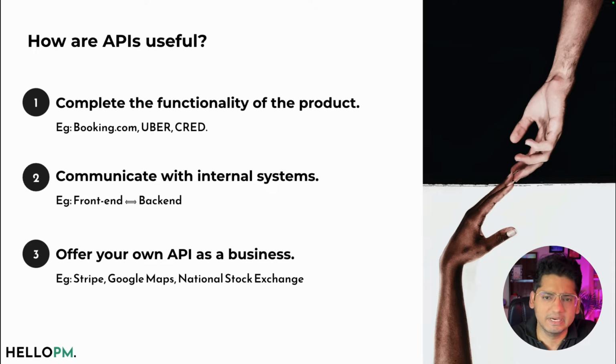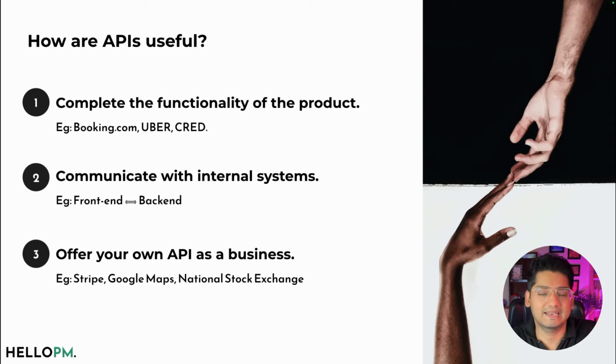For example, at Uber, Cred, Booking.com, in order to fetch information from different websites or different products, you need to use their APIs. Uber is using Google Maps, Cred is using Experian or CRIF or any other credit bureau. Similarly, Booking.com is using different airline websites' APIs in order to give you one seamless experience. The second use case of API is to communicate with internal systems.